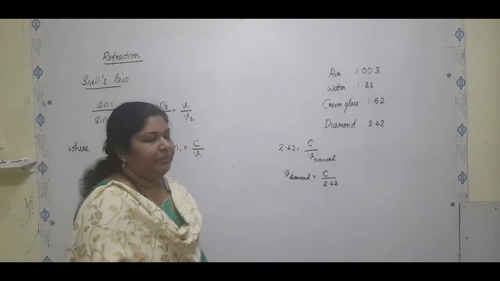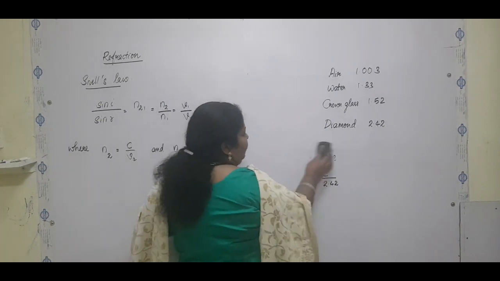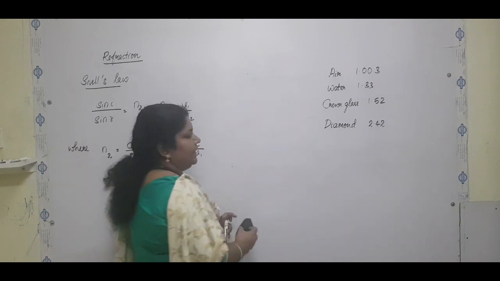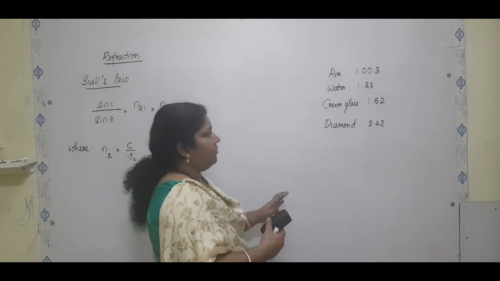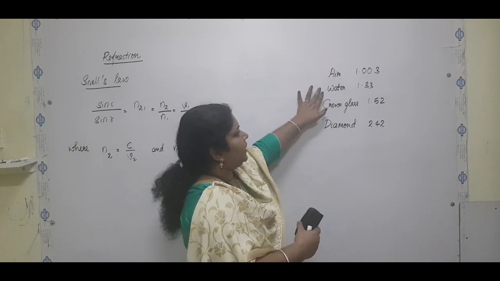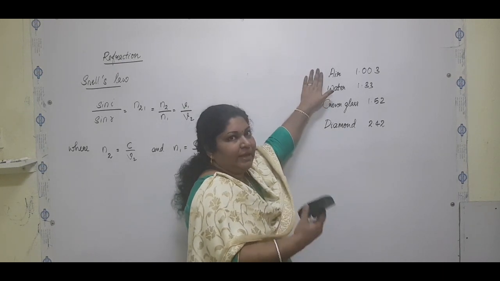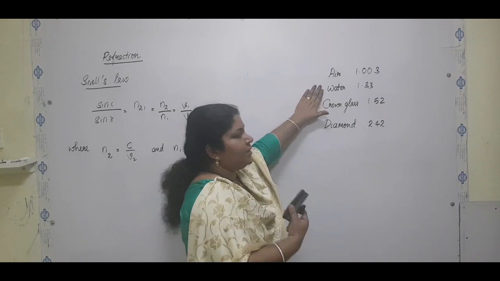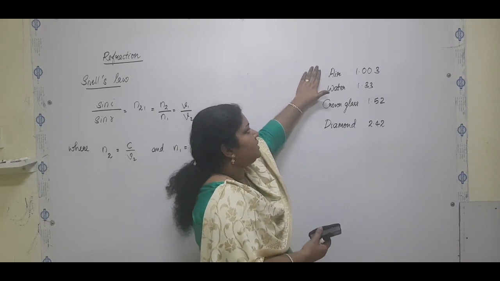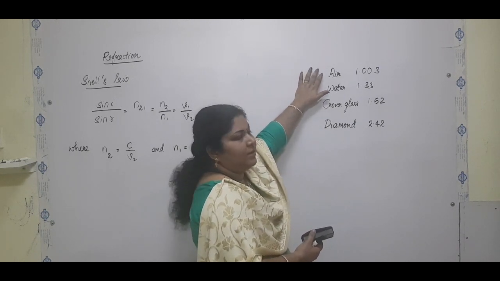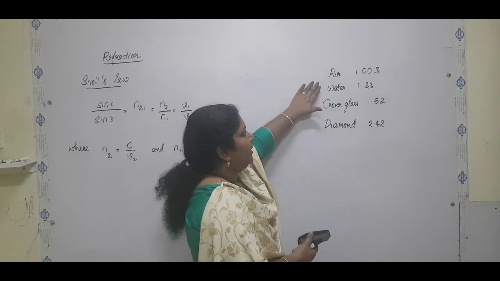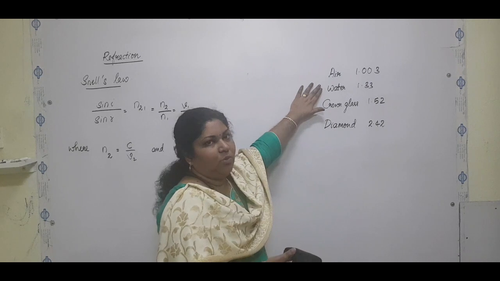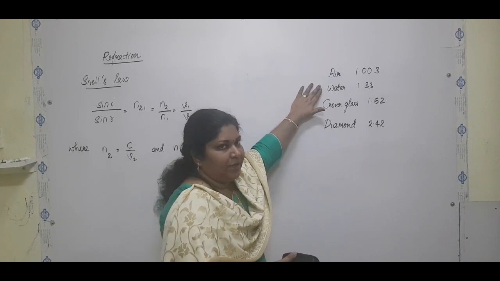And depending upon the value of refractive index, we name the medium. For example, if light is passing from air to water, here the refractive index of air is less and the refractive index of water is more. So we call the first medium, which has the lower refractive index, the rarer medium, and water, which has a higher refractive index, the denser medium.